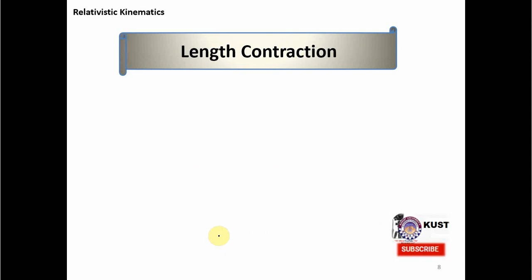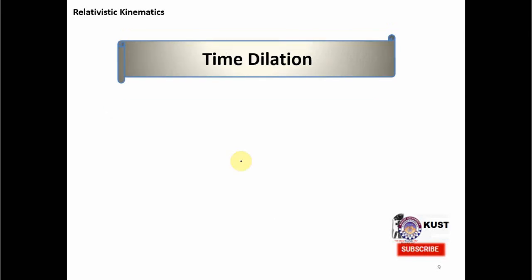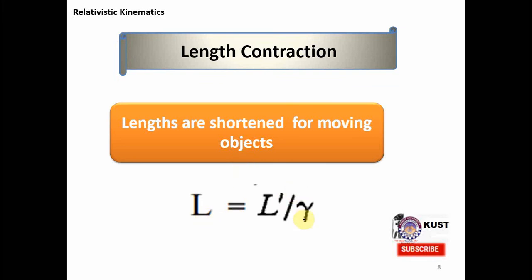The second popular example is length contraction. This is the consequence of the Lorentz transformation, and we know that lengths are shortened for moving objects. Remember, whenever the objects are moving with high speed, that is a speed comparable to the speed of light, then lengths are contracted or shortened. And the formula for this is L is equal to L prime over gamma. So this factor gamma is the Lorentz factor, and if it is equal to 1, then both the lengths are equal. But if it is not equal to 1, then these lengths are not equal.